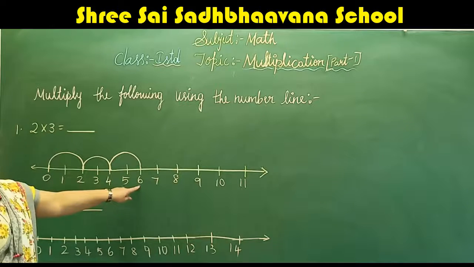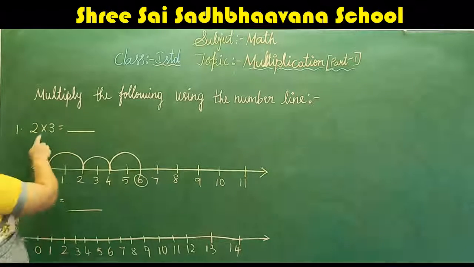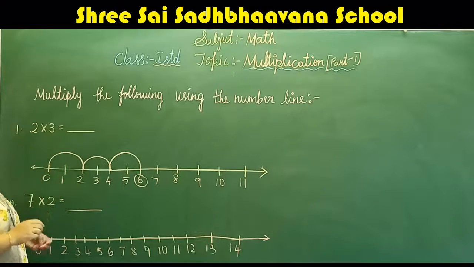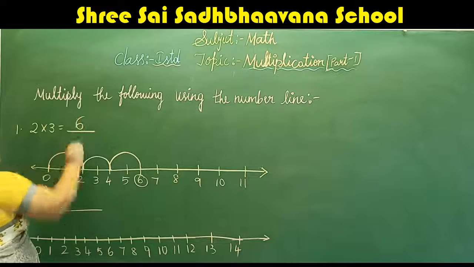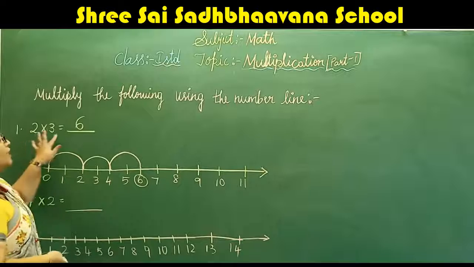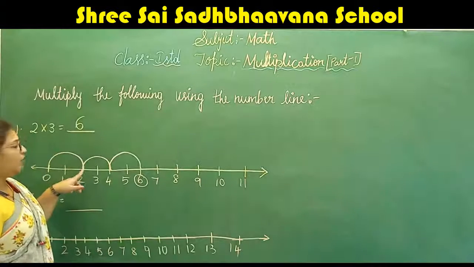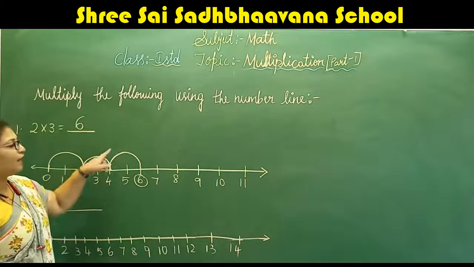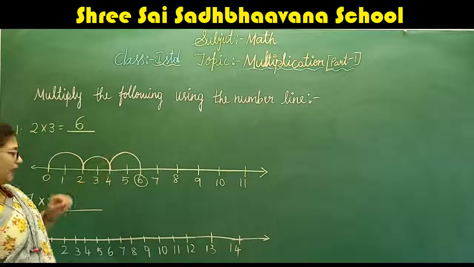So what is the answer? 6. So you have to write 2 number 3 times. If we multiply, answer is 6. 2 3s are 6. So 1 and 2 and 3 and 4, 5 and 6. Like this you have to mark in the number line.